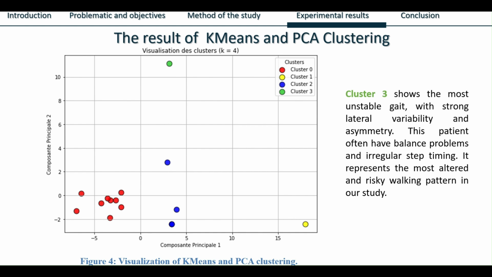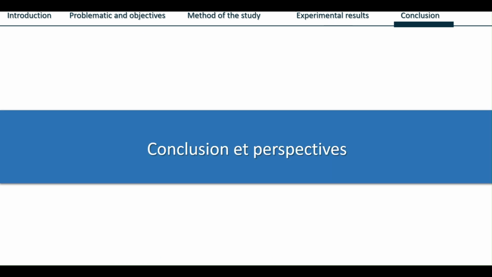This can help doctors identify patients who need specific rehabilitation, like balance training for those with unstable gait or exercises for muscle stiffness. In conclusion, our study shows that using gait analysis with machine learning can help identify different walking profiles in people with multiple sclerosis. These gait clusters give us objective information that can support better diagnosis and personalized rehabilitation.